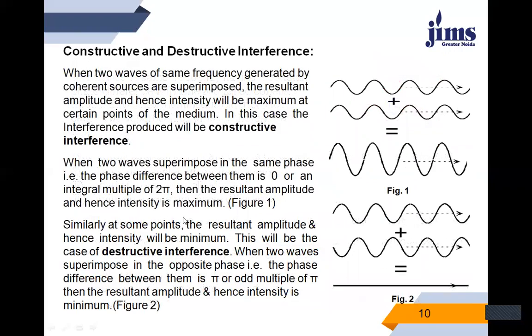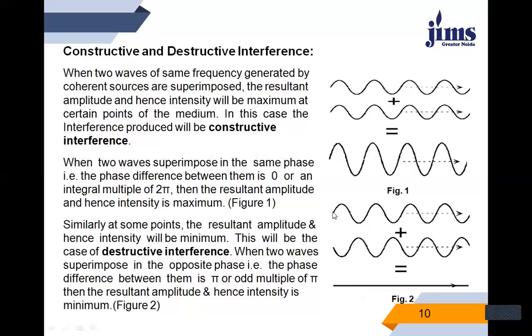Similarly, at some points, the resultant amplitude and hence intensity will be minimum. This will be the case of destructive interference. You can see here in this figure, this is the first wave, this is the second wave. Both waves have the same frequency or same wavelength.